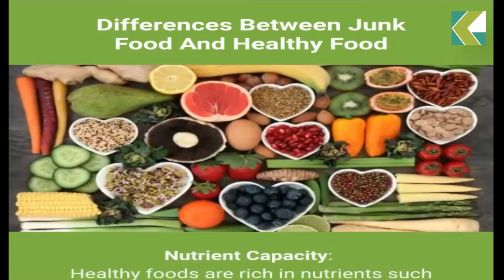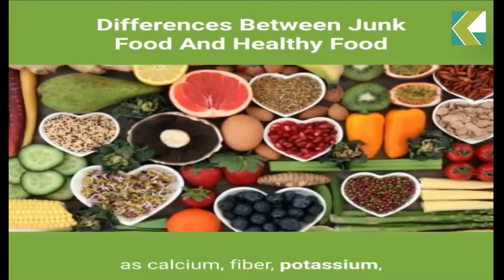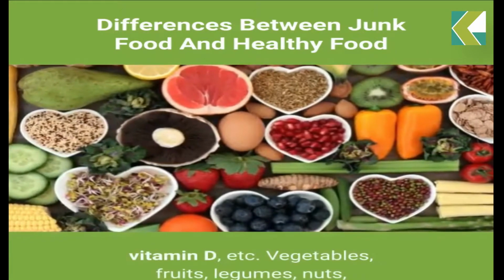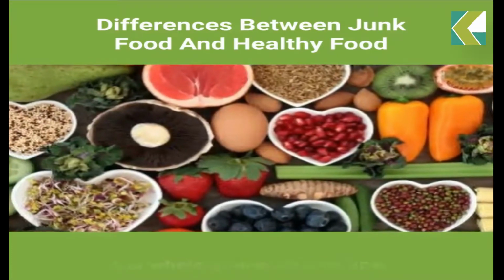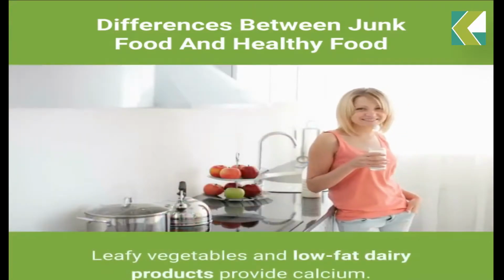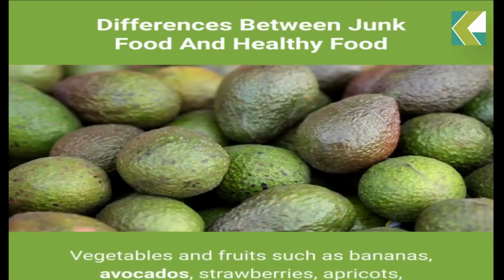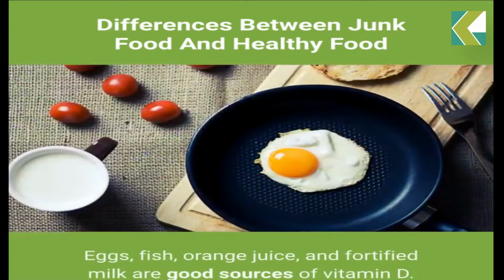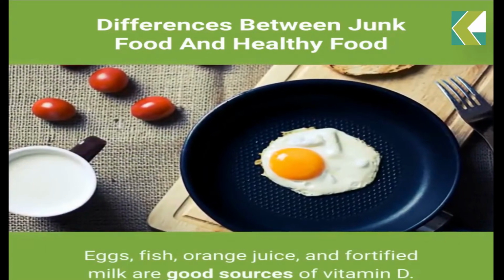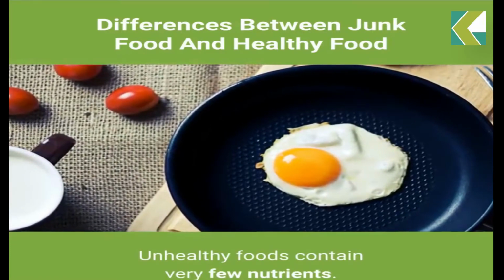Nutrient capacity. Healthy foods are rich in nutrients such as calcium, fiber, potassium, vitamin D, etc. Vegetables, fruits, legumes, nuts, and whole grains provide fiber. Leafy vegetables and low-fat dairy products provide calcium. Vegetables and fruits such as bananas, avocados, strawberries, apricots, and cucumbers are rich in potassium. Eggs, fish, orange juice, and fortified milk are good sources of vitamin D. Unhealthy foods contain very few nutrients.